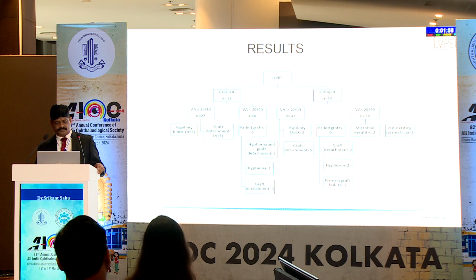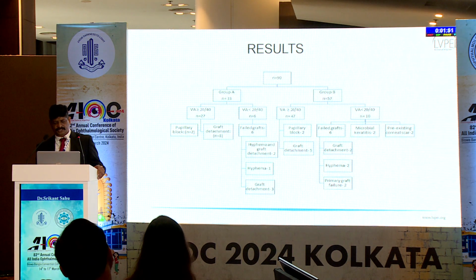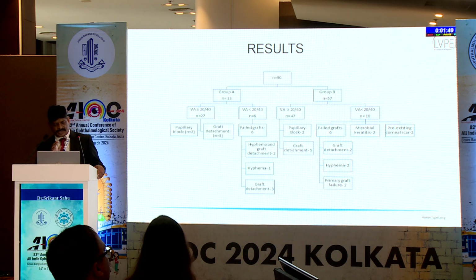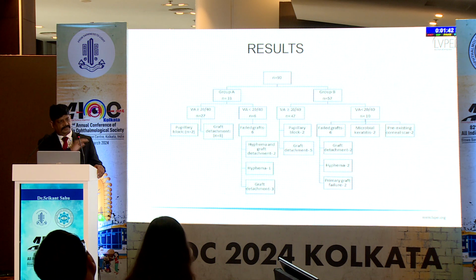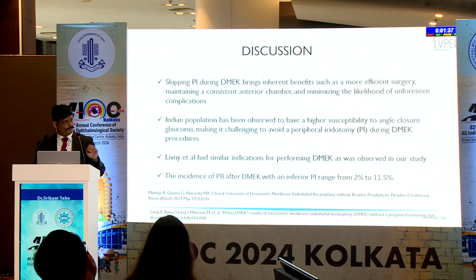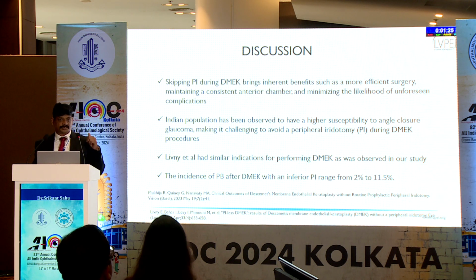Now, if you look more closely at which grafts failed, there were 6 in the group of 33 patients with a PI, and there were 10 without PI. So wherever there was hyphema post surgery, the graft failed. That means if PI is done and hyphema happens, the graft will fail. So if we skip PI, there are two advantages. One, the graft becomes more predictable, the outcomes are better, and it saves some time for the patient and for the surgeon also.